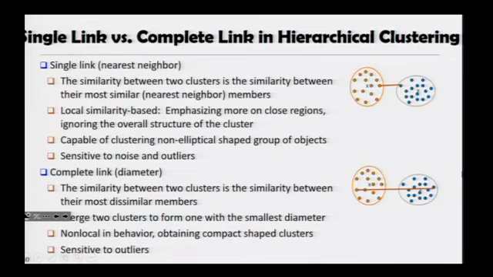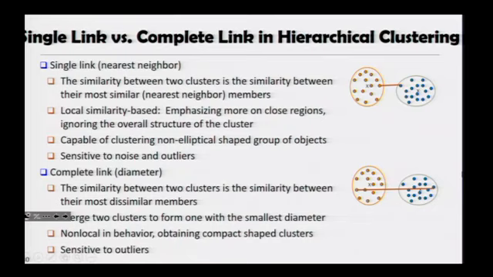It's very good at clustering non-elliptical shaped groups of objects, but not good at other things. Of course, it's also very sensitive to noise and outliers. Think about one outlier in group B that is very close to the other cluster, while the remaining members of cluster B are a long distance away. They form a dense cluster, and the single link algorithm will still think we should merge these two clusters. That's the harm caused by the outlier in this case.